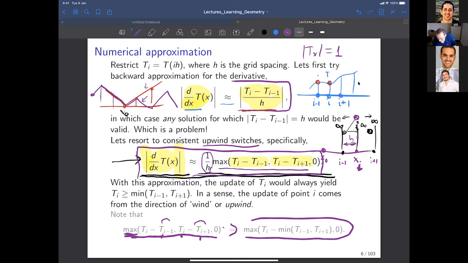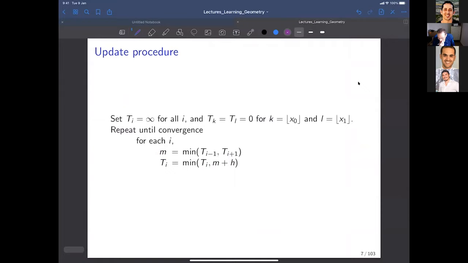So now, when I'm trying to implement my update scheme numerically, assume that I have two points at which I know that the distance is zero. So now I'm at point i, and my value, let's assume for a moment, is infinity. I'm looking at my left neighbor, t i minus one, and this would be its value. And I'm looking at my right neighbor, i plus one, and this would be t i plus one, so this would be the value here.